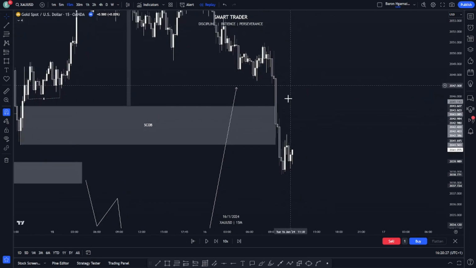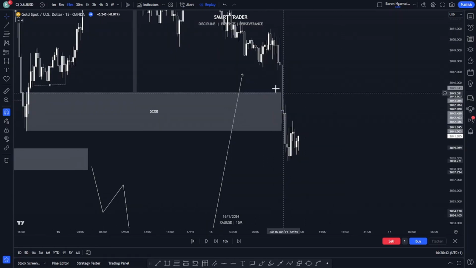If the market is willing to go upside after mitigating this single kind of order block, then you have to look for price action. Okay, you have to read the candles if there is any sign of a reversal or something. So here there is even no need to switch to lower time frame.